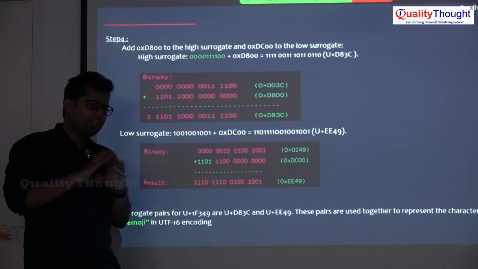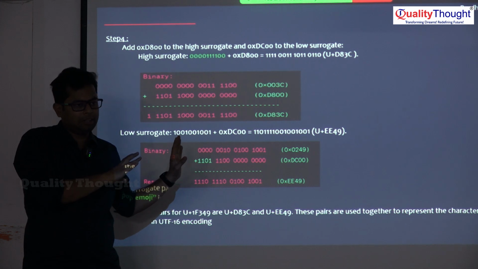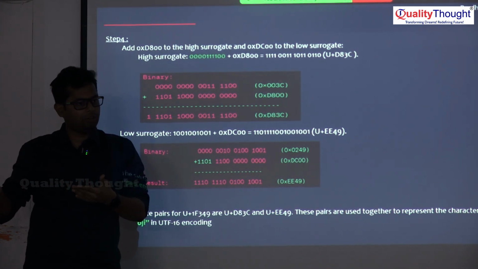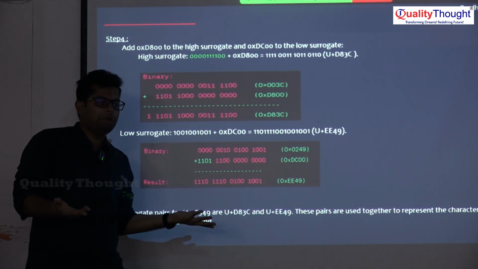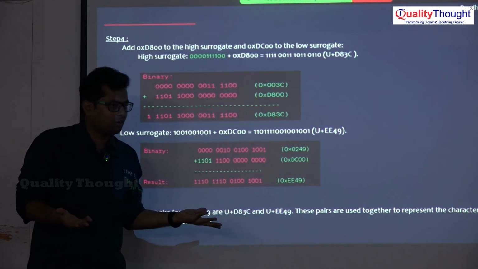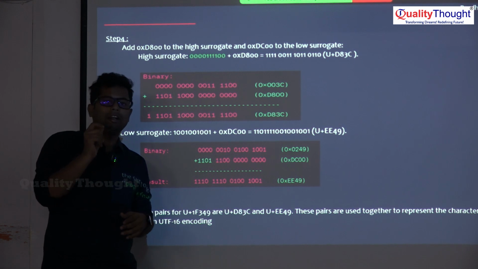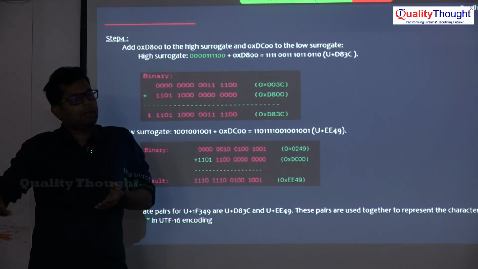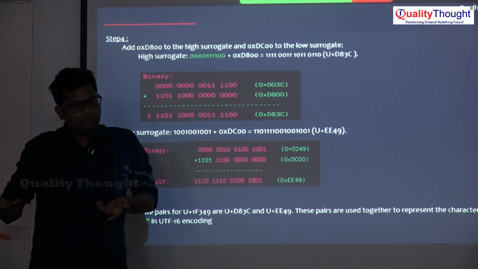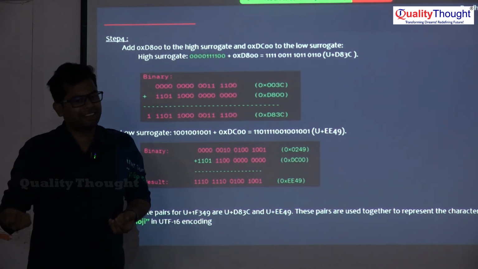Any conversion you do with 16-bit for a value greater than 65,000, you need to do this. Anything that falls under 65,000 can be represented easily in 16-bit. Am I right or wrong? It can be easily represented in 16 bits. Correct? Because the max value of 16-bit is 2 to the power of 16 minus 1.